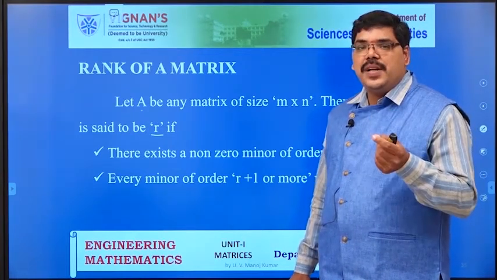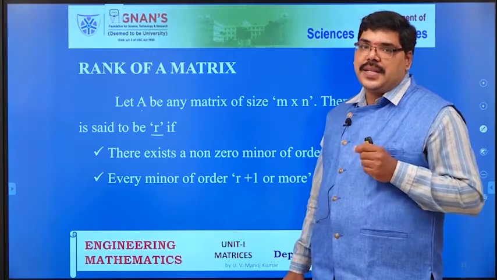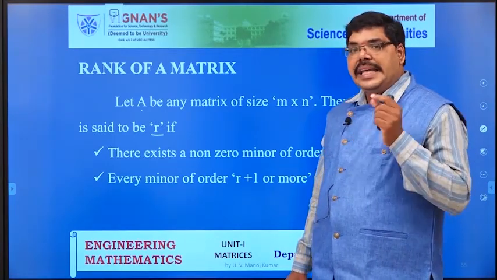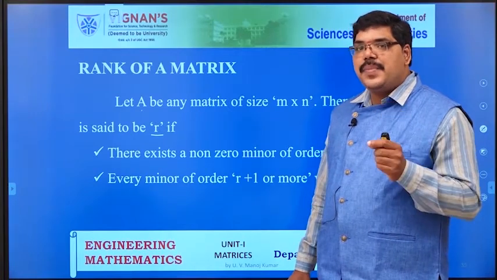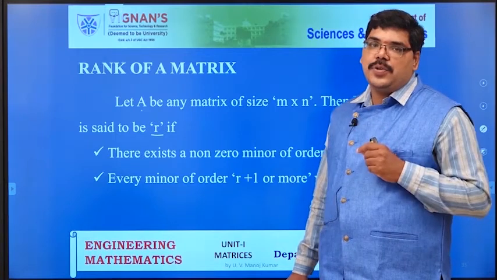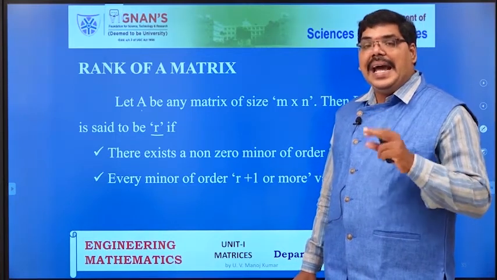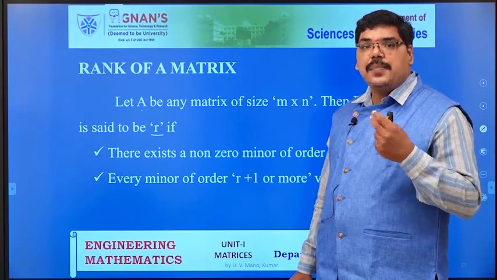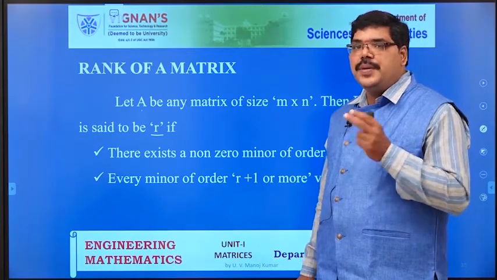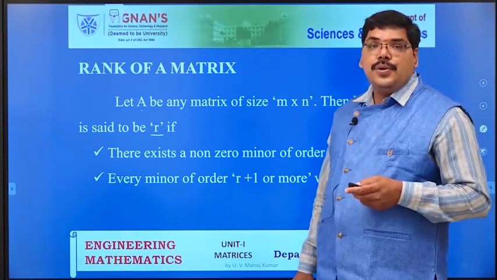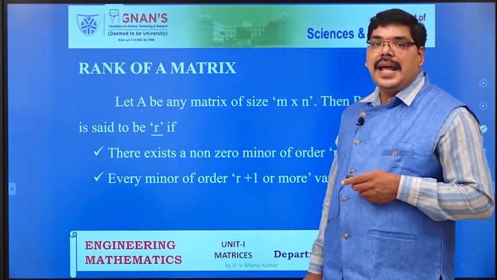So minor means what? Determinant of a submatrix. So rank is said to be small r if there exists a square submatrix of size r by r and its determinant is not equal to 0. And every minor of size r plus 1 or more should become 0. So this defines rank of a matrix.